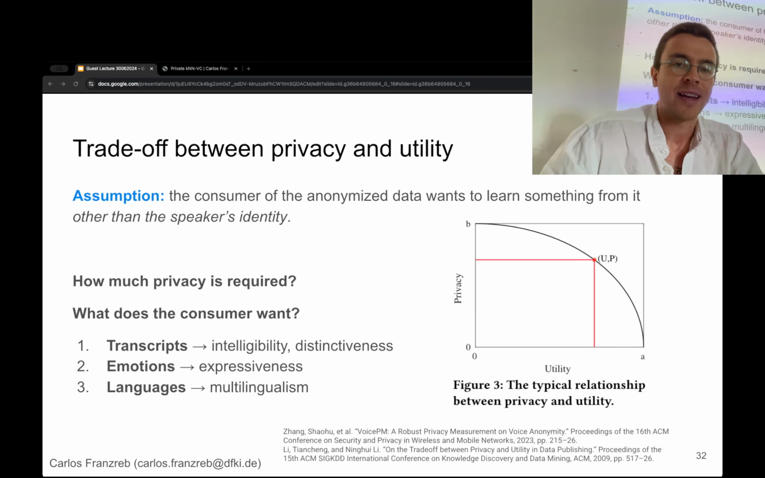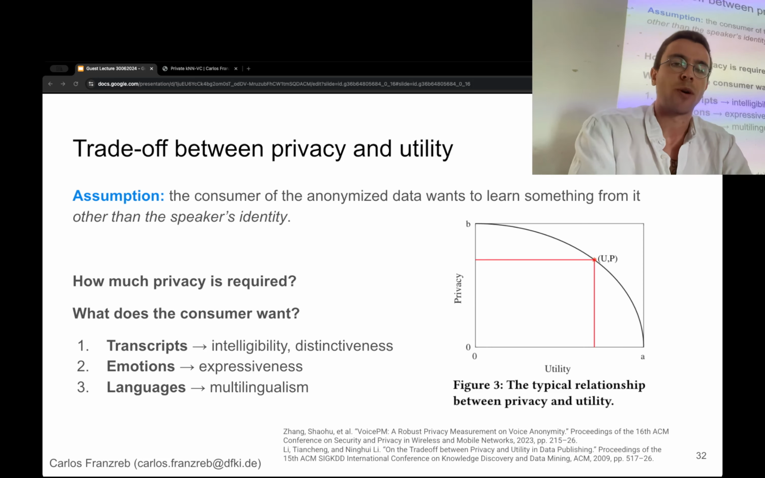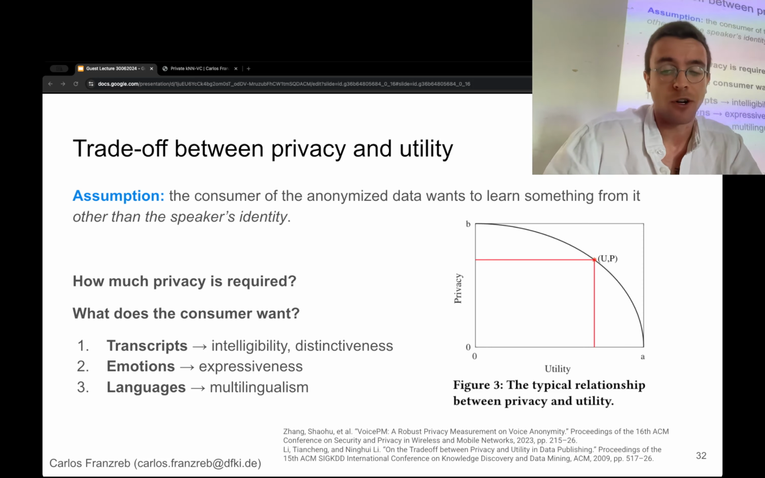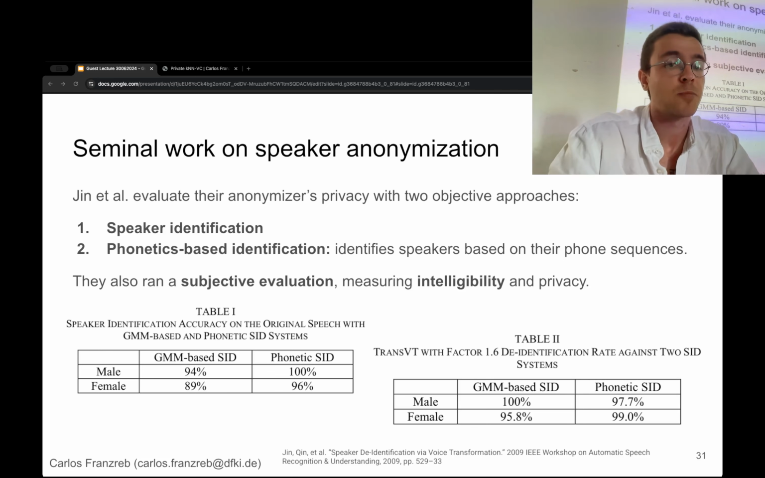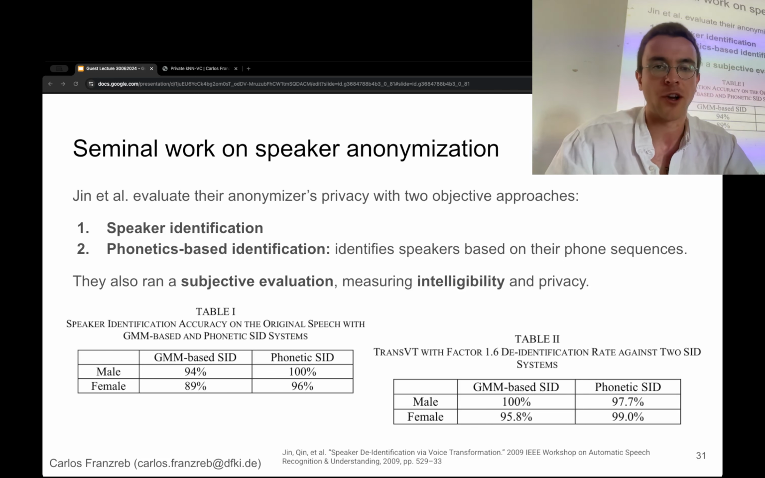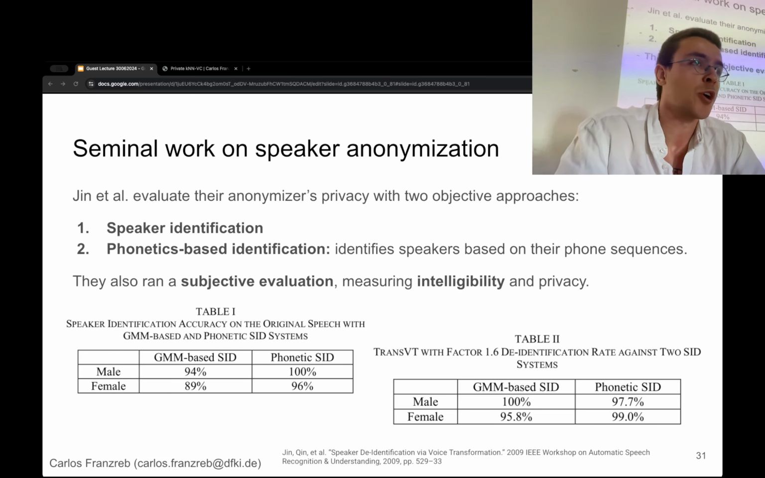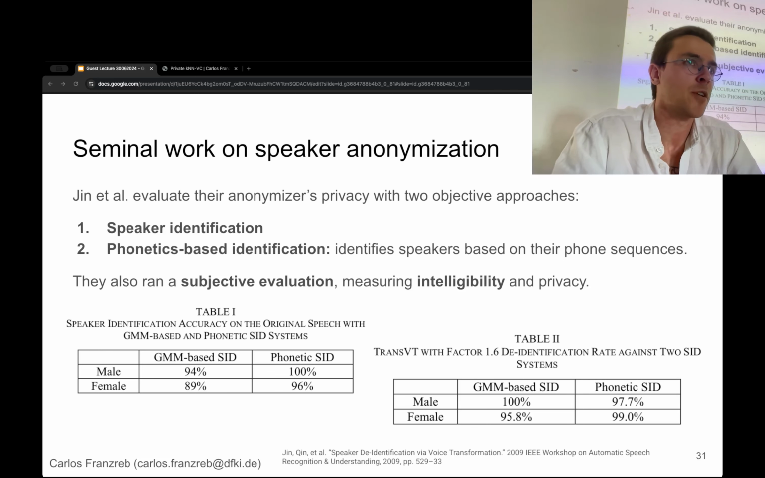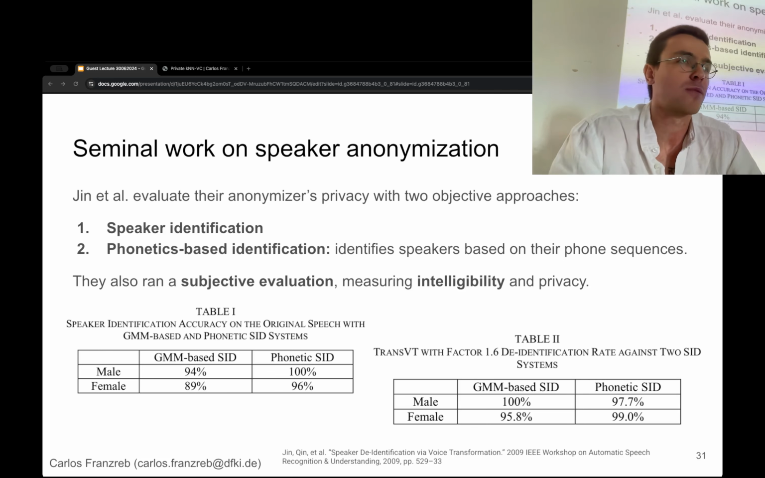Okay, and so yeah, we've seen that. Well, I forgot to mention here, they also run a subjective evaluation to measure both the privacy but also the intelligibility, because this is very important for anonymization. If you really destroy a speech signal, it is perfectly anonymized, right? Because you cannot identify the speaker. But that is, of course, useless.